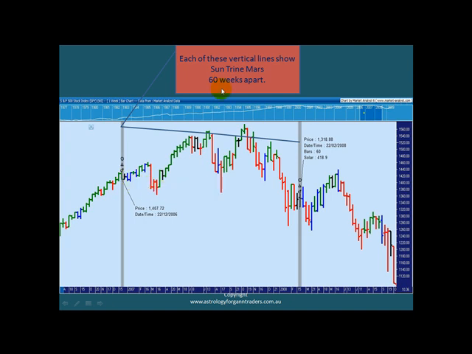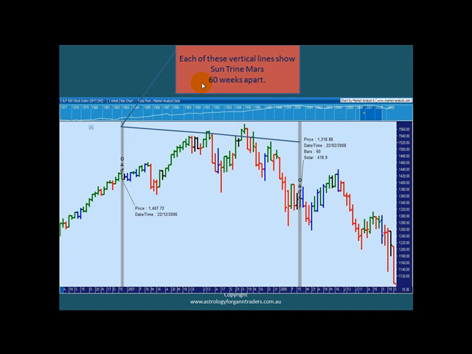This is quite big cycles. So some of these are obviously going to take a lot longer to form. Depends on what you're analysing. I mean, if you're a short-term trader, you might not be interested in 60 weeks apart. So this aspect's not going to work for you. So I have to think of how you're trading before you start.